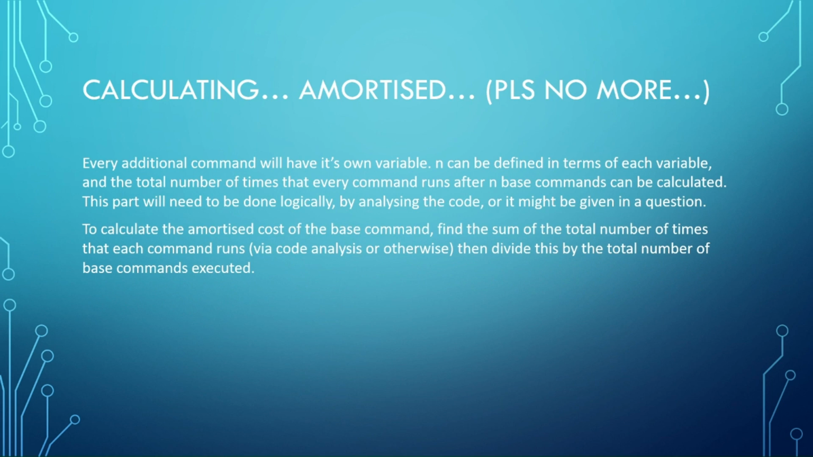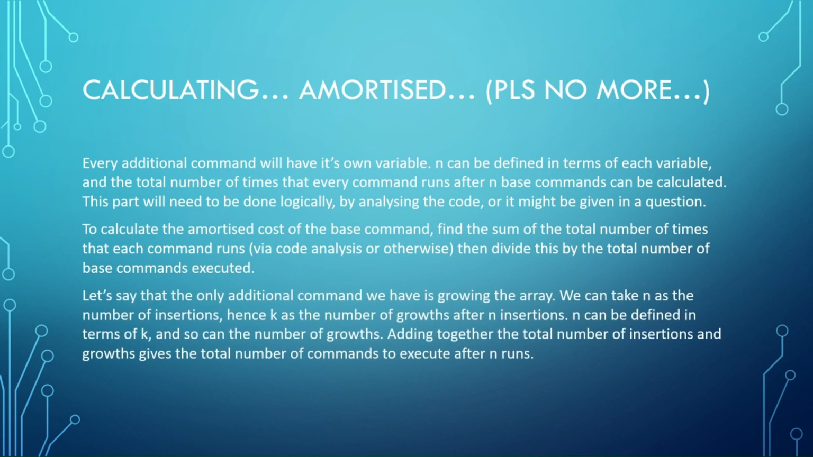To calculate the amortized cost of the base command, find the sum of the total number of times that each command runs, for code analysis or otherwise, then divide this by the total number of base commands executed. So we have all the variables, n, and let's say j and k, and we can use those to calculate the total number of times that every command has been executed, and then, as it says here, divide it by the total number of base commands executed.